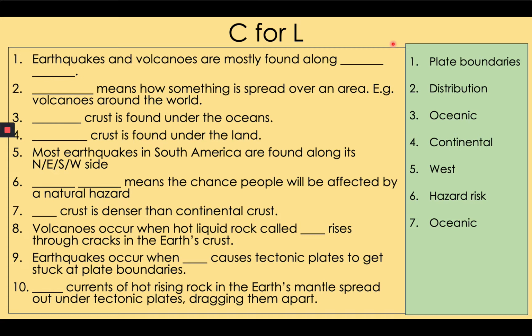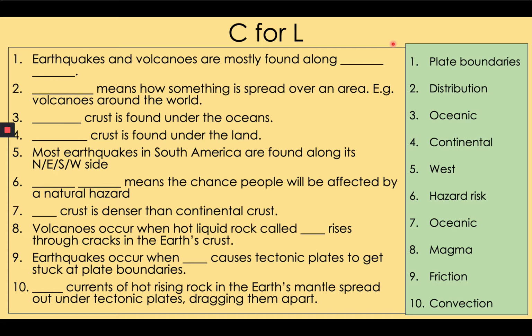8. Volcanoes occur when hot liquid rock called magma rises through cracks in the Earth's crust. 9. Earthquakes occur when friction causes tectonic plates to get stuck at plate boundaries. 10. Convection currents of rising hot rock in the Earth's mantle spread out under tectonic plates, dragging them apart. Give yourselves a mark out of 10. If you got 8 or more, fantastic work. Any questions that you got wrong, test yourselves on them repeatedly until you know them by heart.